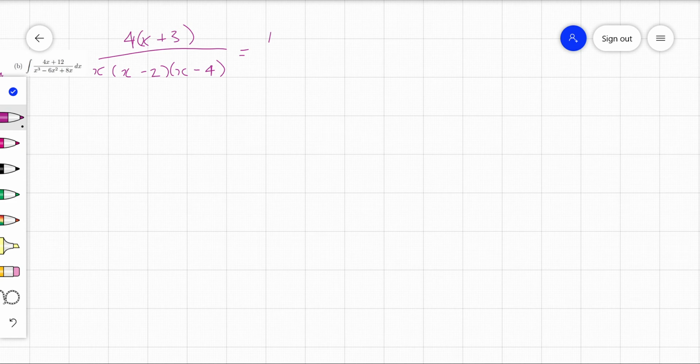So again, I make A over x, B over x minus 2, and C over x minus 4. Just like that. Now, you can do a cover-up method, as they call it. And what is the cover-up method? Really what you're doing is, because this is an equality, multiplying each side by x, that will get rid of that, and you'll get an x here, an x here, and an x here, and that will cancel with that.